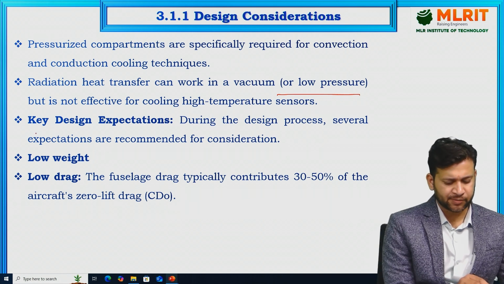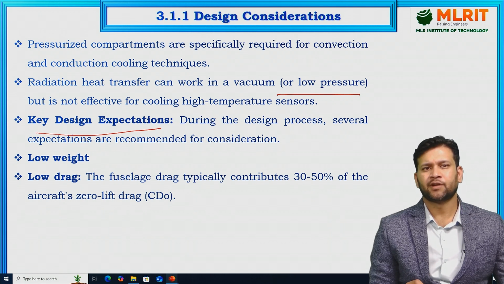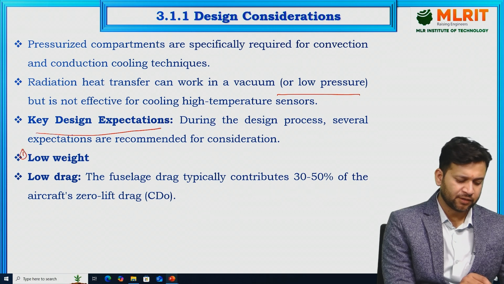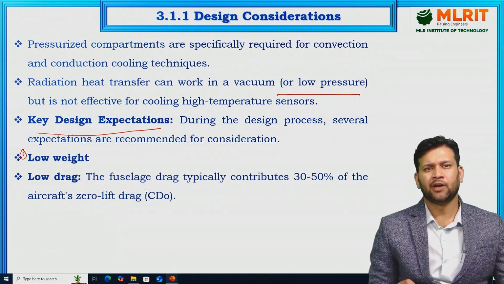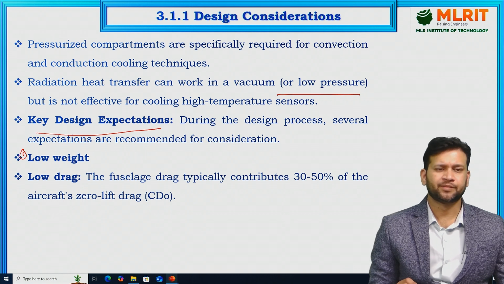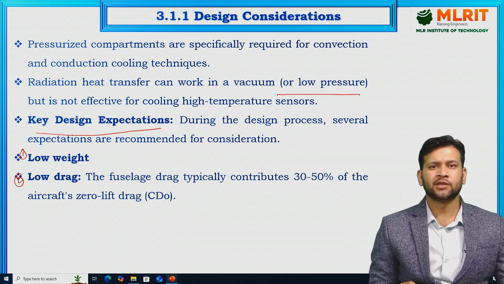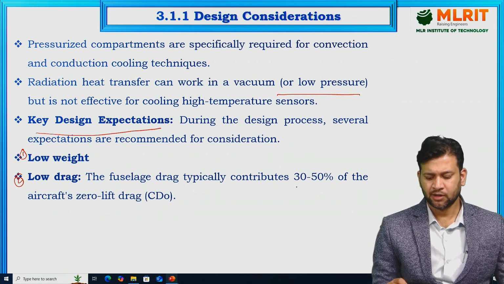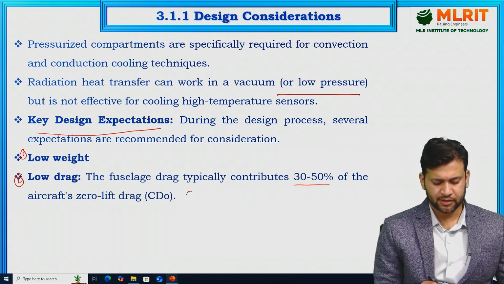The key design expectations during fuselage design. During the design process, several expectations are recommended for consideration. First is low weight. As the unmanned air vehicle will have low weight, it will need low power for takeoff. The required power will drop down. The second one is low drag. The fuselage drag typically contributes 30 to 50% of the aircraft's zero-lift drag, that is CD0.